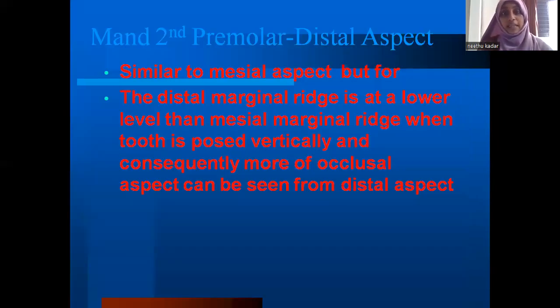Similar to the mesial aspect, the distal marginal ridge is at a comparatively lower level than the mesial marginal ridge when the tooth is posed vertically. So the occlusal surface is more visible from the distal aspect because the distal marginal ridge is placed at a lower level. Now, the occlusal aspect can be seen from the distal aspect very clearly.